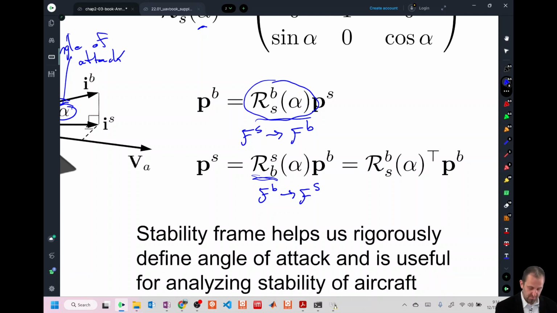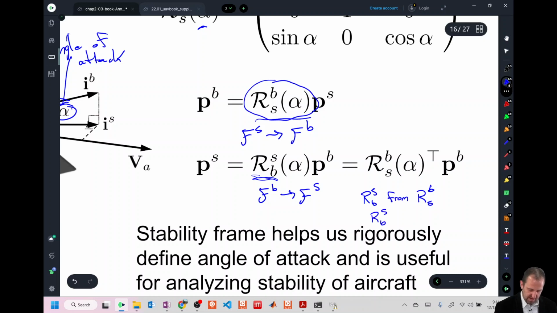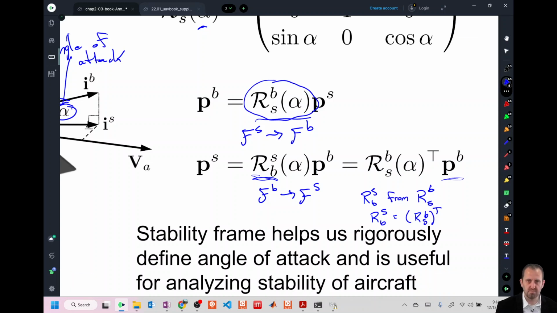To get from RSB to RBS, we just say that RBS is equal to RSB transpose. There you have it. So we're just using that relationship. If we have an element defined in the body frame, we can then transform it into the stability frame pretty easily.